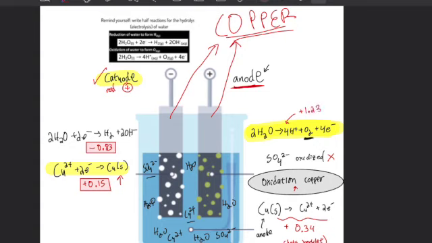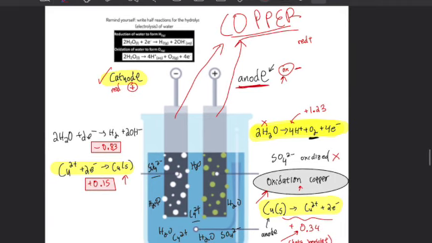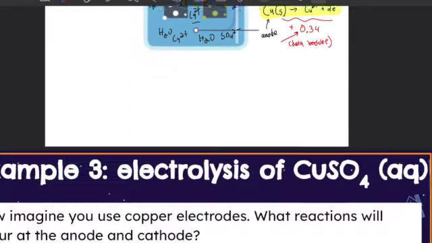Plus 1.23. Great. I'm looking for who's more likely to be oxidized. More likely to be reduced is positive. More likely to be oxidized is a more negative value. Interesting. Copper is the more negative value, so more likely to be oxidized. So once I have copper electrodes, instead of the oxidation of water, the winner here is going to be the oxidation of copper.